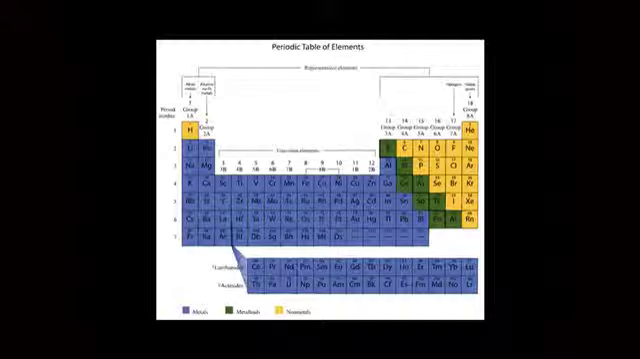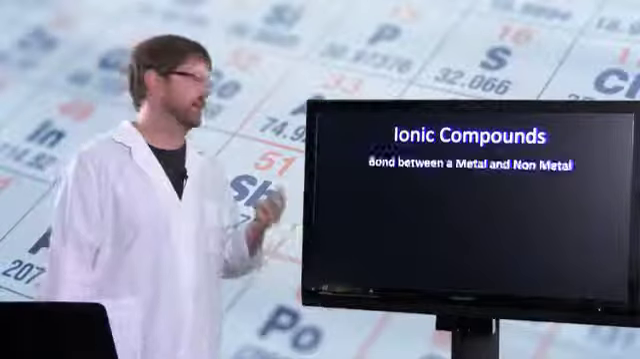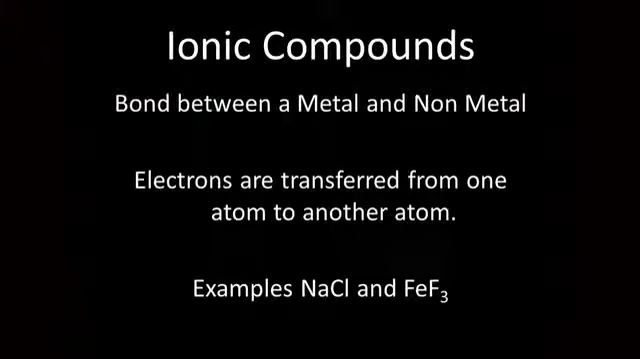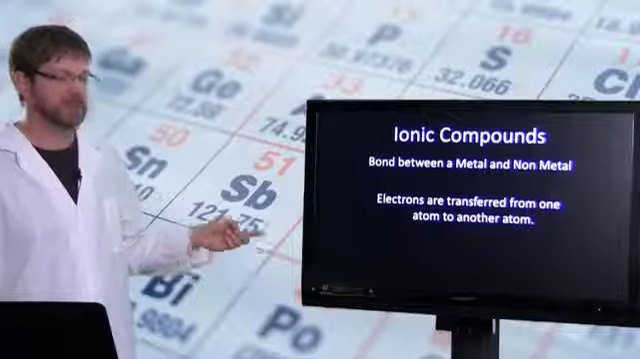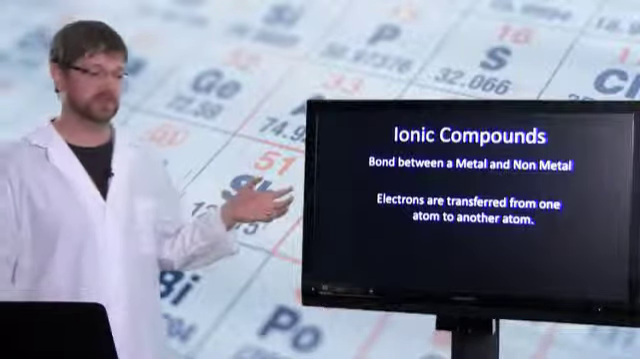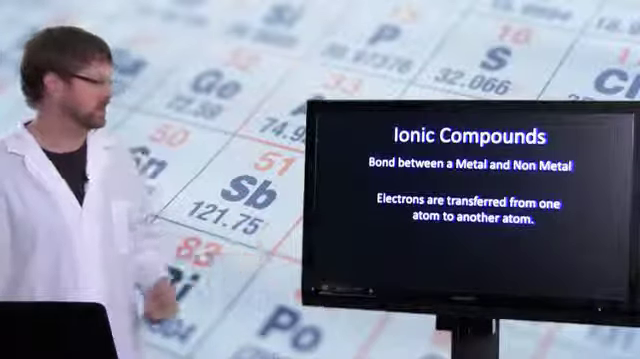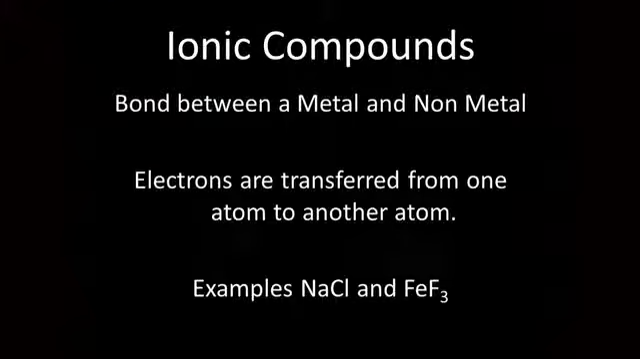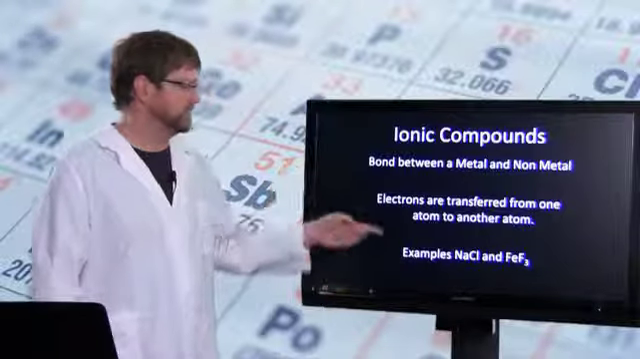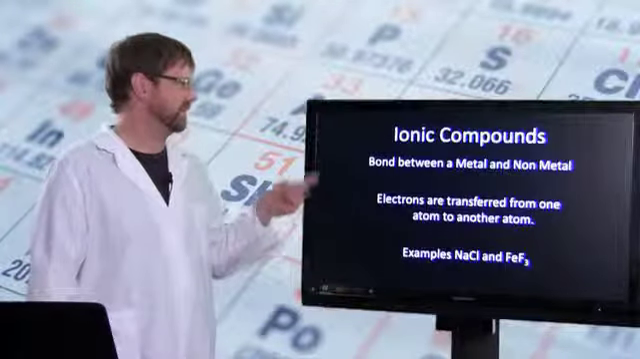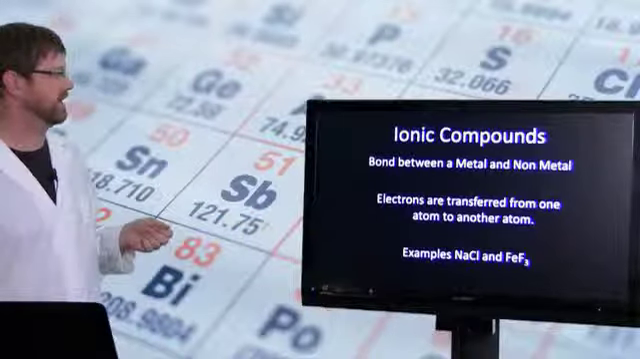Now, the first kind of compounds is called ionic compounds. Ionic compounds form bonds between a metal and a non-metal. What makes these so unique is that electrons are transferred from one atom to another. So one atom goes to a positive charge and the other one goes to a negative charge. An example of this is NaCl and iron fluorine here. Now, let's actually name these two compounds so you can better understand how to name ionic compounds.